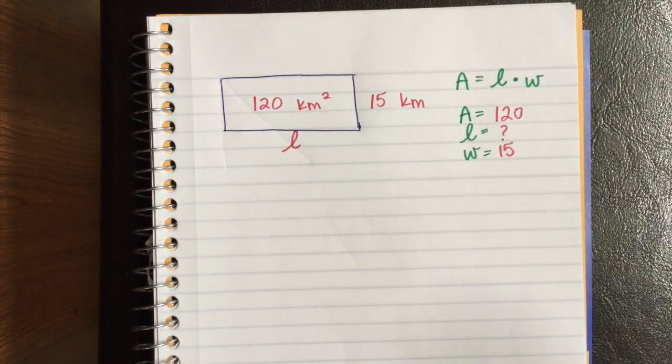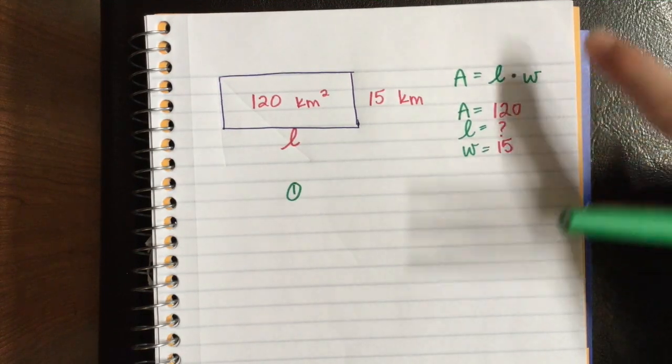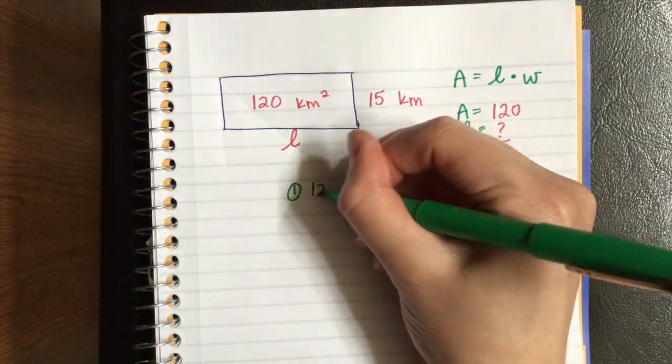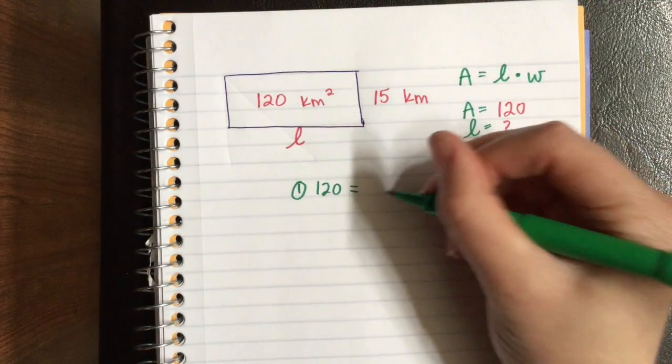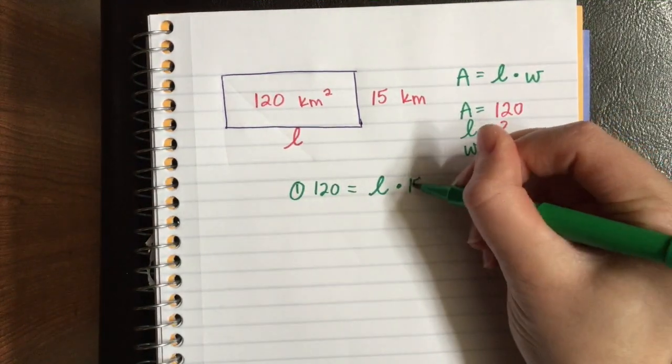Now let's solve. First step, we are going to plug this information into the formula. So A, 120, equals our length times our width. So length, which we do not know, times width, which is 15.